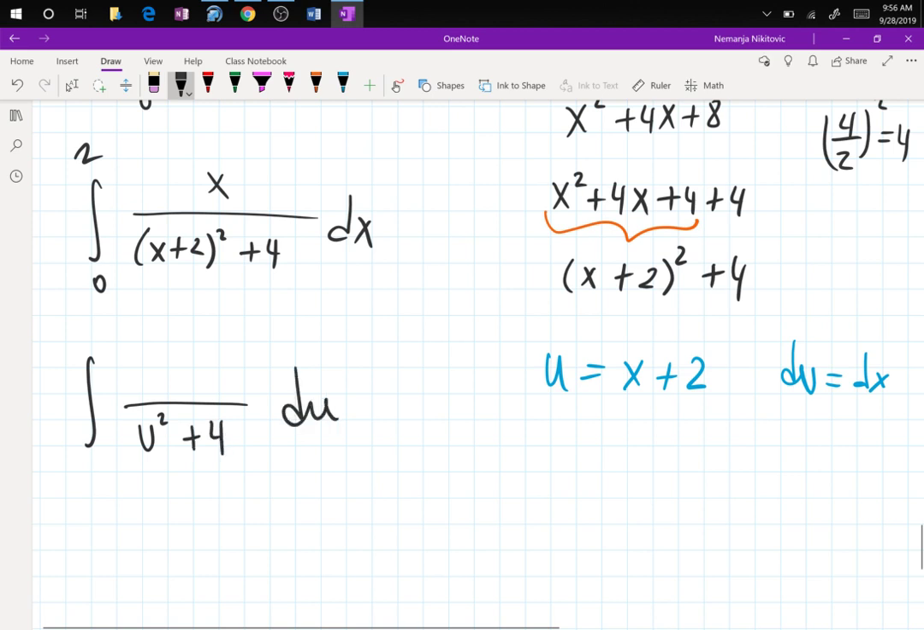What am I going to do for x? Is it back sub? Back sub, nice. Back substitution, very good. So x is equal to u minus 2. U minus 2, back substitution. Excellent.